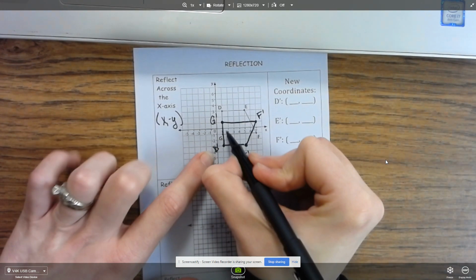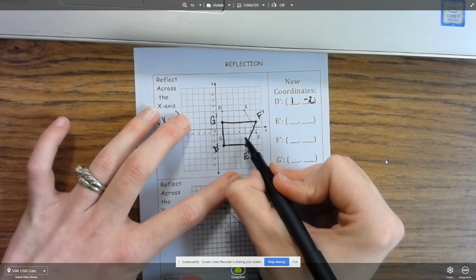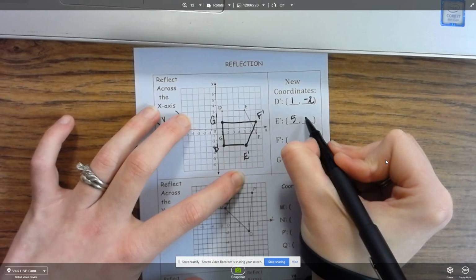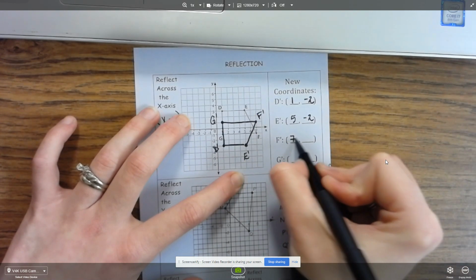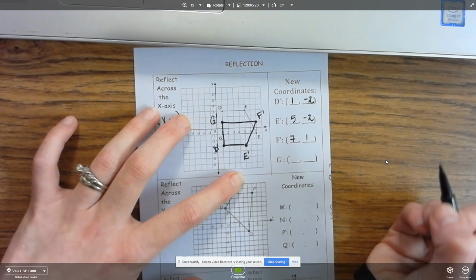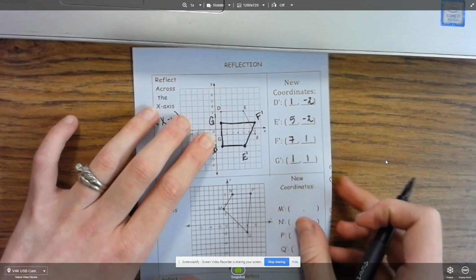And then your new points would be 1, -2. E is at 5, -2. F is at 7, +1. And G is at 1, 1.